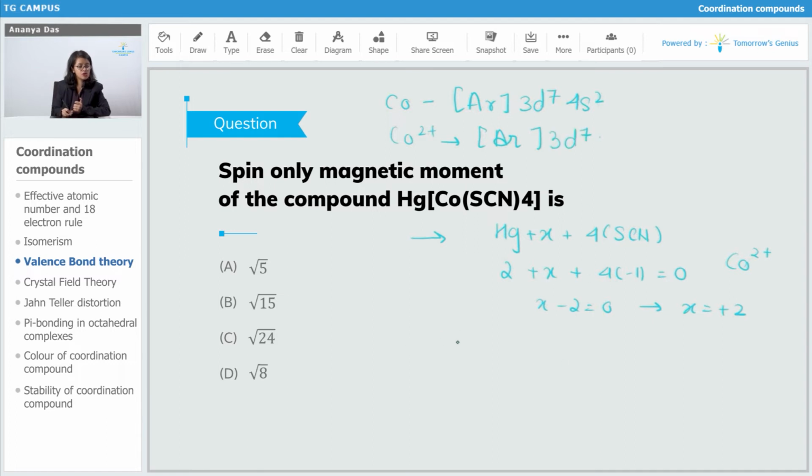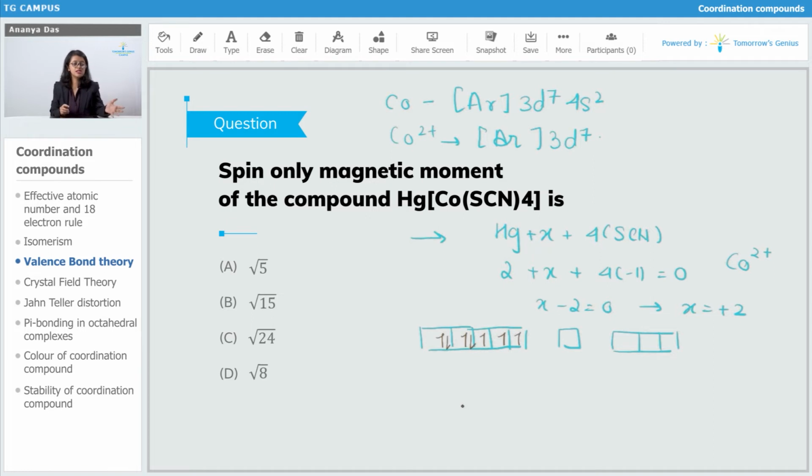So let's draw its orbitals. As we can see, it's either going to be square planar or tetrahedral. So let's see which one it is going to be. Fill in the electrons of cobalt. So that's 1, 2, 3, 4, 5, 6 and 7.